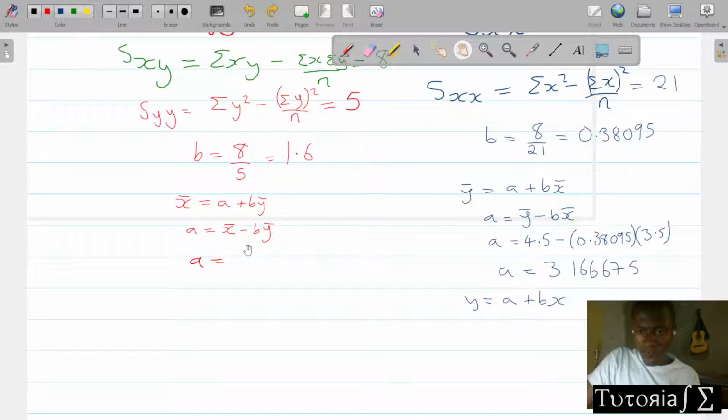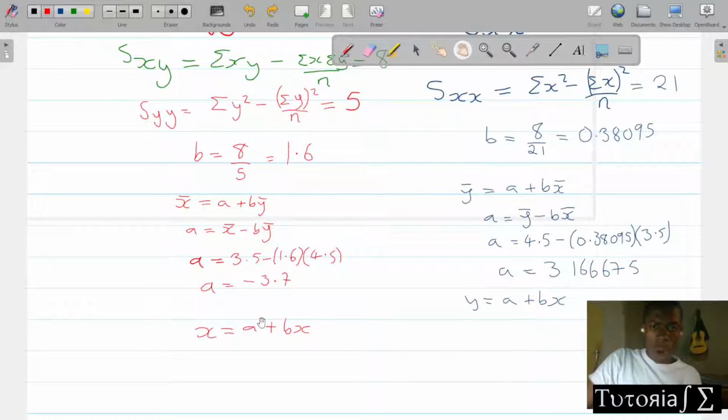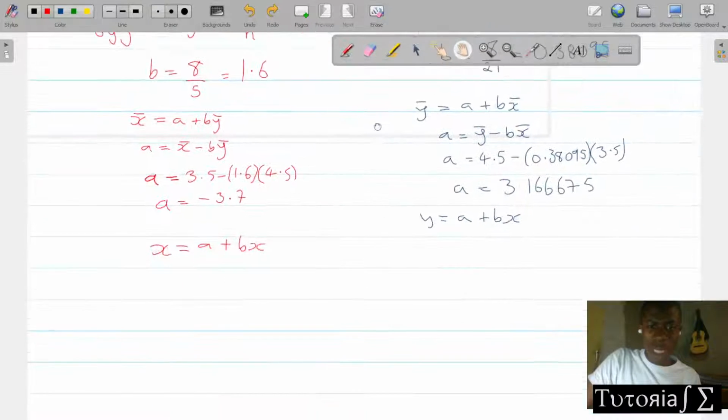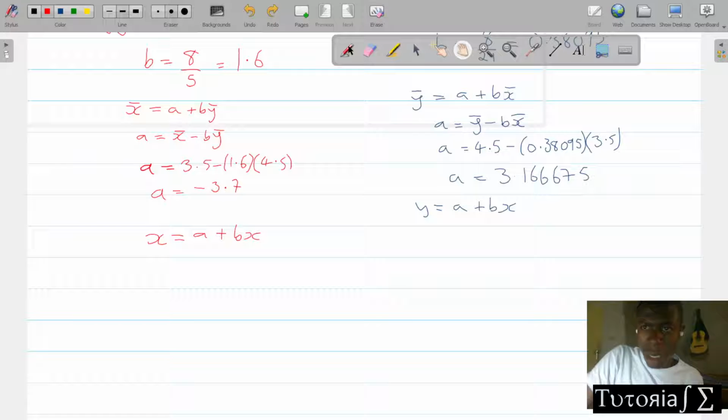Meaning that our a is equal to our x bar, which is our mean, 3.5, minus b, which is 1.6, times y bar, which is 4.5. Simplifying this, we get our a being equal to negative 3.7, and we are going to replace in this equation. All right, so now I think we can replace in the equations.